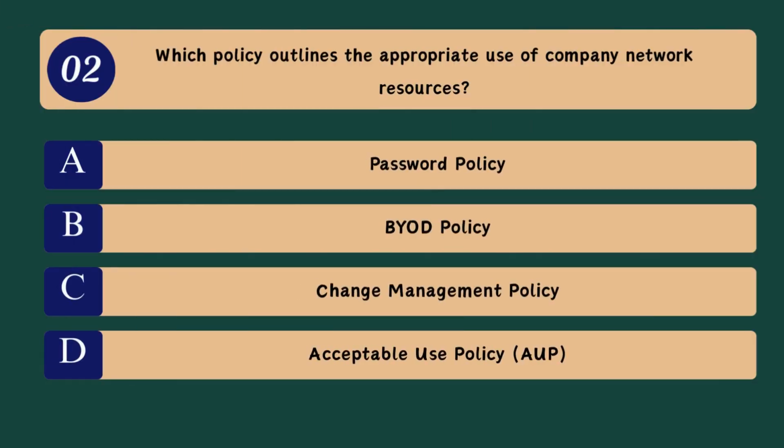Question 2. Which policy outlines the appropriate use of company network resources? A. Password policy. B. BYOD policy. C. Change management policy. D. Acceptable use policy.